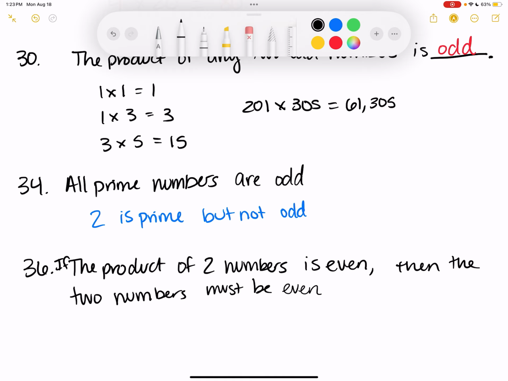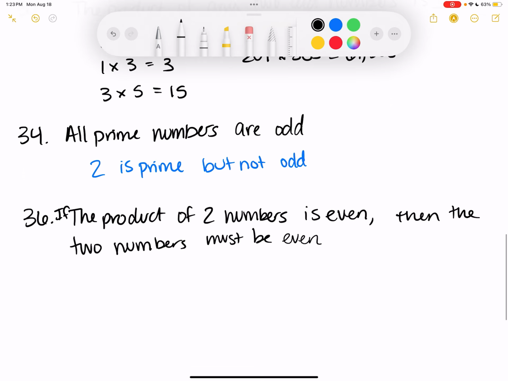Is this true? No, it's not. Can you think of an example? 1 plus 3 is 4. This is multiplying. Multiply. So basically find an even number and then tell me how you multiply to get to it.